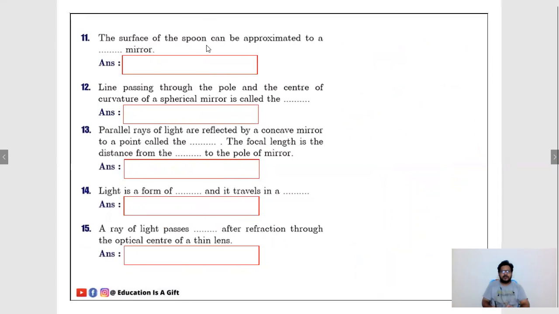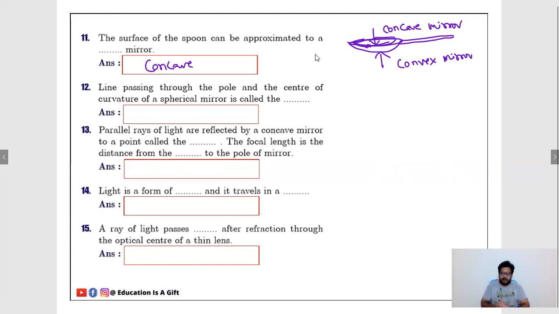11th question. The surface of the spoon can be approximated to a dash mirror. If you see spoon, if you take steel spoon which is there in your house, if you see this surface which will be hollow inside, not hollow, I mean some depth you can find inside, and that resembles concave mirror, isn't it? So this surface is known as concave mirror. But if you observe this one, it acts as convex mirror.